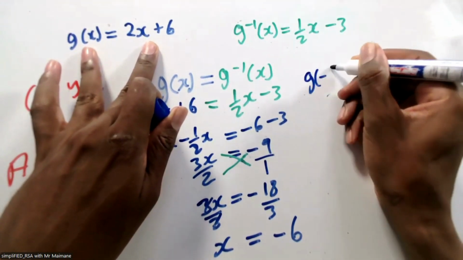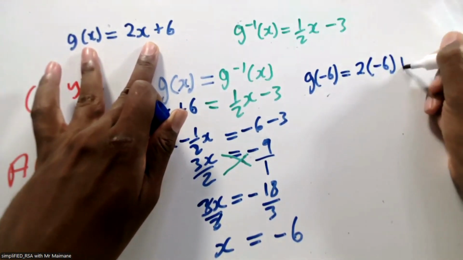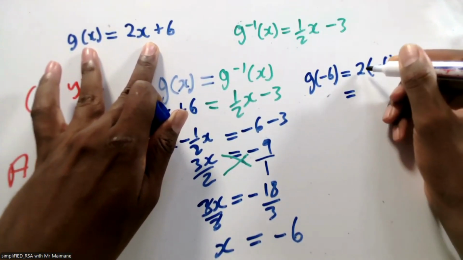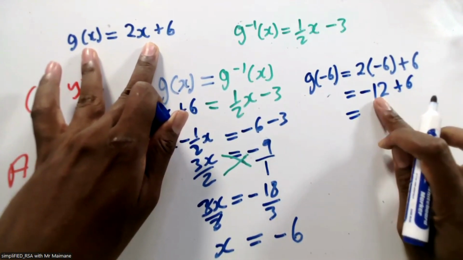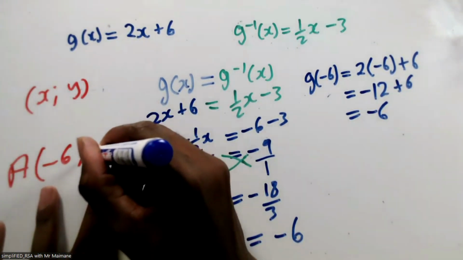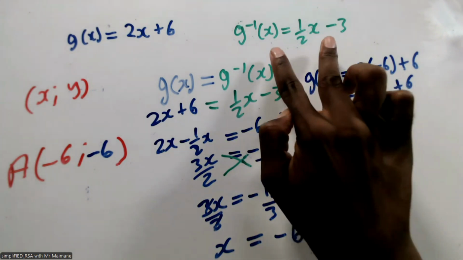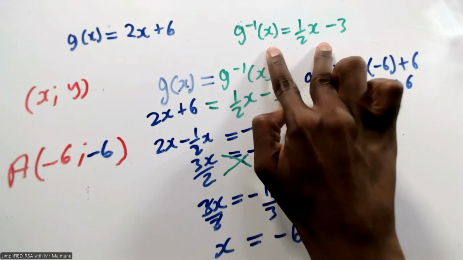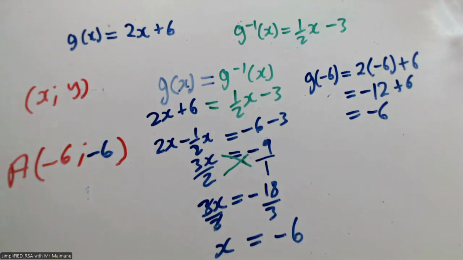I will get g of minus 6. And g of minus 6 will be 2, where there's x, I put minus 6, plus 6. Therefore, this is going to be 6 minus 6, will give me minus 12 plus 6. And minus 12 plus 6 is equals to minus 6, meaning both x and y is minus 6. So point A is minus 6 and minus 6. But I want you to try to substitute the value of x on this equation to see if you will get minus 6 as well. Try that and put your answer in the comments and tell me if you got the same answer or not.